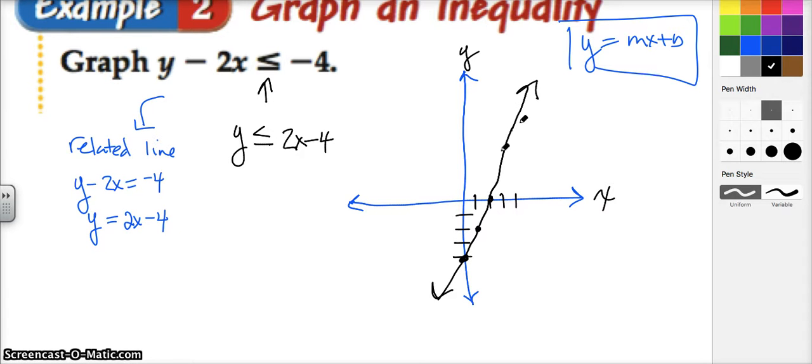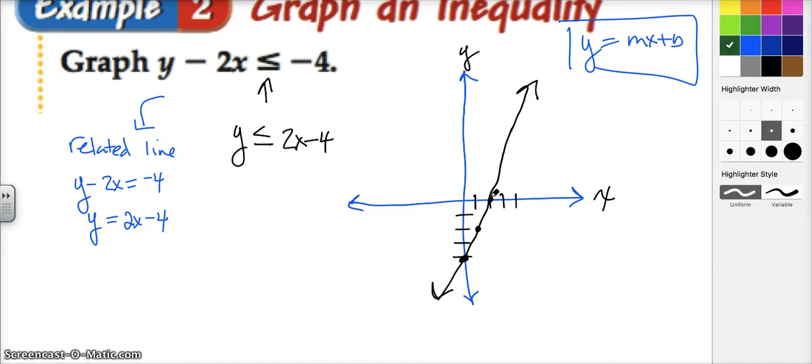Now, when I was doing this back in the day, 100,000 years ago, I would honestly not really pay attention to anything else. I'd just look at this and go, oh, y is less than, where is y less than, above or below? It's below, and I'd shade down. And that totally is legit, but that's not the most thoughtful way to do this problem.